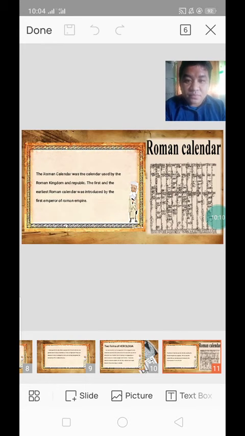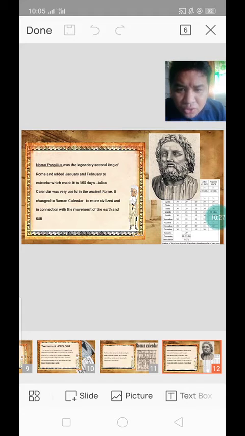Then later on, the Roman calendar was used by the Roman Kingdom and Republic. The early Roman calendar was introduced by the first emperor of Rome. Then Numa Pompilius was the legendary second king of Rome and added January and February to the calendar, which made it 355 days. The Julian calendar was very useful in ancient Rome. It changed the Roman calendar to symbolize the connection with the movement of the earth and sun.